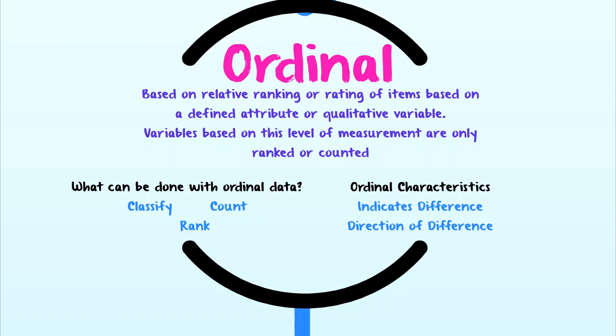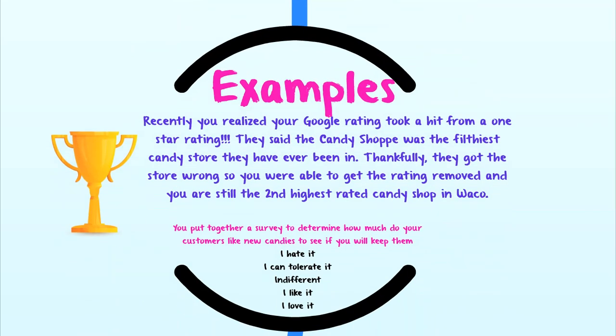The next one is ordinal, based on relative rankings or ratings of items based on a defined attribute or a qualitative variable. These are measurements that are ranked or counted. So you can classify them, count, rank, and they indicate difference and also the direction of difference. If you remember, nominal indicated difference; they classified and counted. But this one indicates difference and the direction of difference, and with ordinal you can also rank them, as compared to nominal.